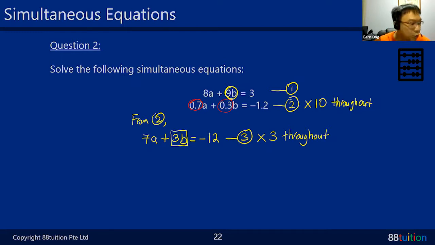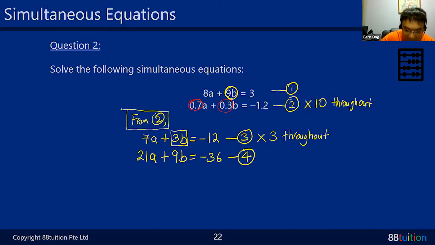All right, Azhar, minus 3 is correct. A is correct. All right, so I purposely times 3 throughout. So down here, everybody times 3. 7 times 3, 21A. 3 times 3, 9B. Negative 12 times 3, negative 36. All right, this one, equation 4. So ultimately, equation 4 comes from equation 2 still. So this is like your heading.